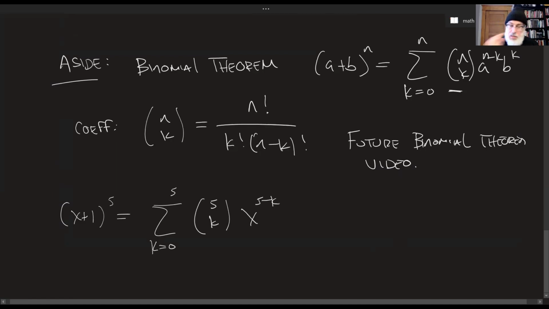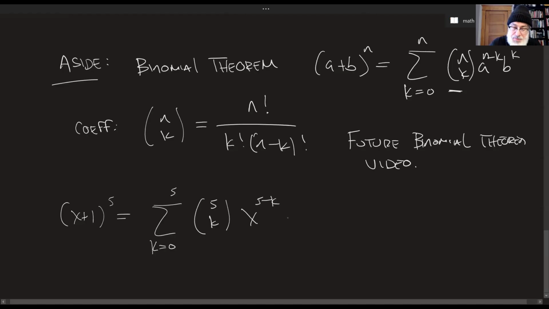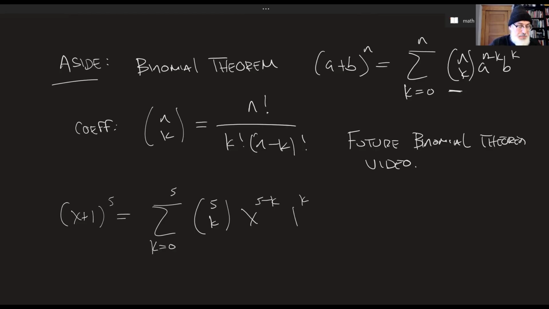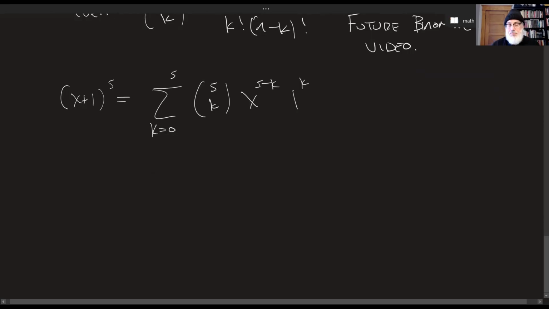Now, where's the other part? Well, b is 1. So anything raised to 1 will just be 1. So essentially, we'd have 1 raised to k. But again, since 1 raised to any power is 1, we could sort of omit that. So if we write out some of the terms of this, not some, we'll write out all of the terms.